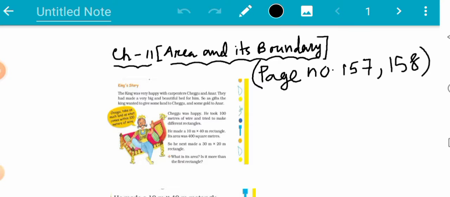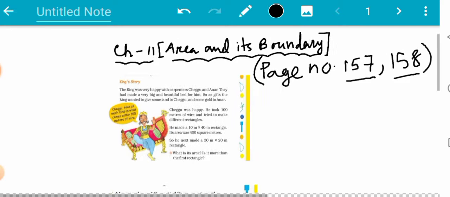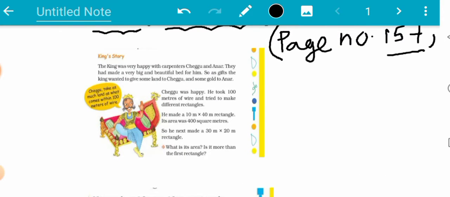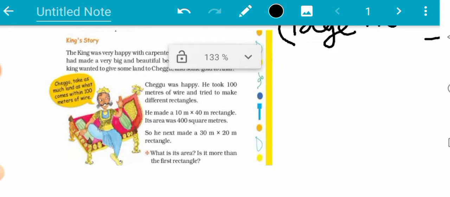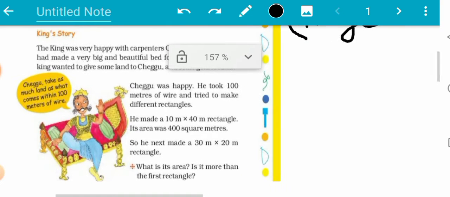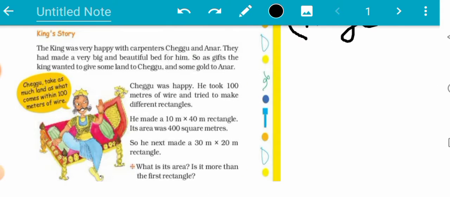Today we will do area and boundary from chapter 11, pages 157 and 158. An interesting story you will learn from here. The king's story. The king was very happy with carpenters Chegu and Anar. They had made a very big and beautiful bed for him.